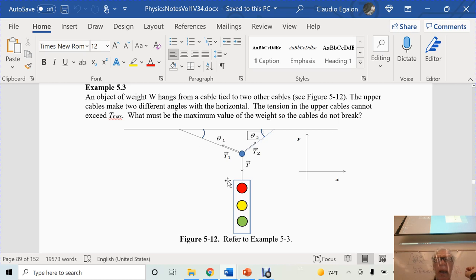Again, you go ahead and you do the free body diagram. Okay, so what's happening here? You have this weight here that's known.